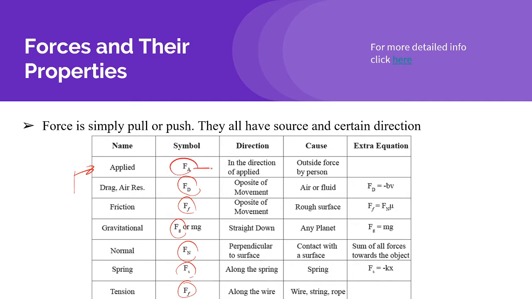Applied force is going to be in the direction of whoever is applying it. And what is the reason? When do we say that there's an applied force? We need to have someone outside applying force, and most of the time it's a person.